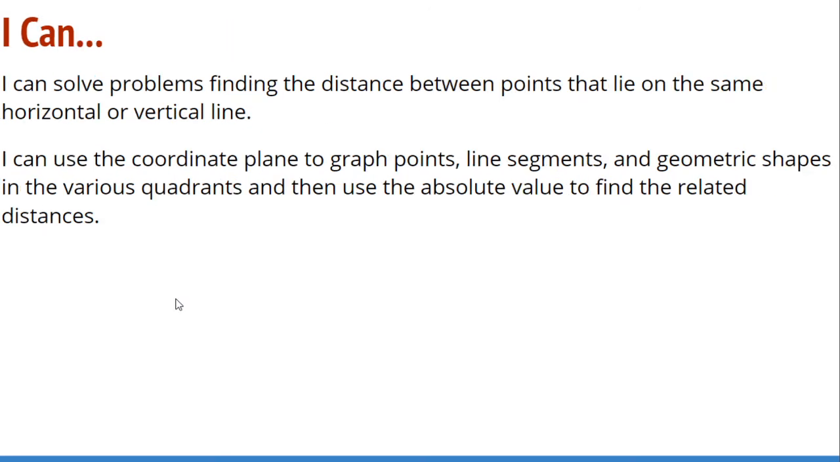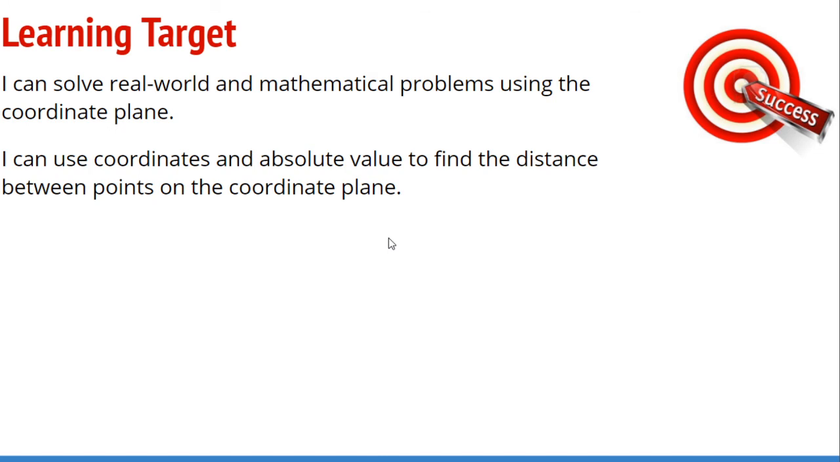All right. Hopefully you are feeling like we have put in plenty of practice for finding distance between points that lie on the same horizontal or vertical line using absolute value or counting units. Hopefully you can use the coordinate plane to graph points and line segments, geometric shapes, and then you can use absolute value to find some distances between some of those points. We have now practiced extensively solving real-world mathematical problems using the coordinate plane, and we have used coordinates and absolute value to find the distance between points on the coordinate plane.